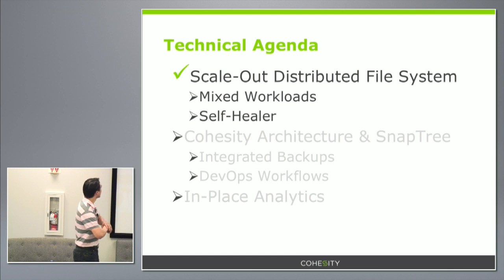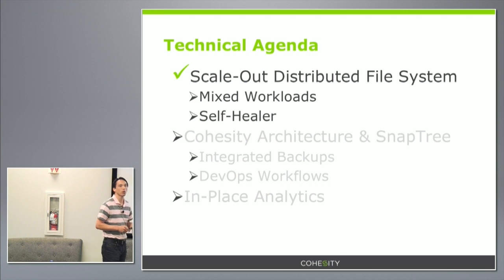Okay, so that was the scale-out distributed file system. Now let me talk about how we support mixed workloads. Before you go on, do the nodes have to be the same? Next generation nodes, can I intermingle whatever comes next in hard drives? Yes. This is the heterogeneous hardware requirement that we set for ourselves.